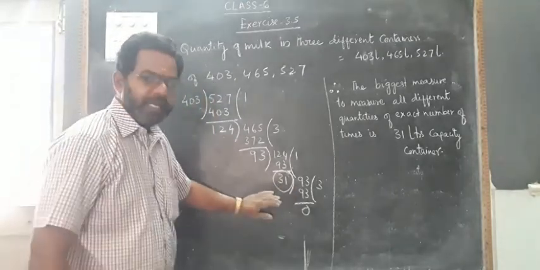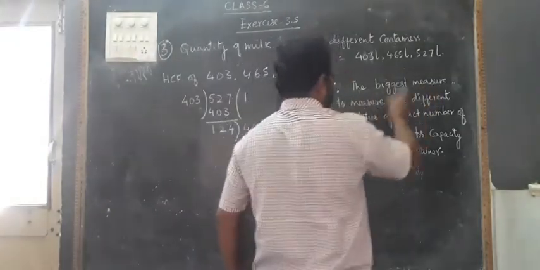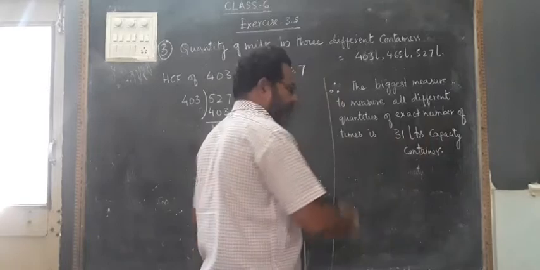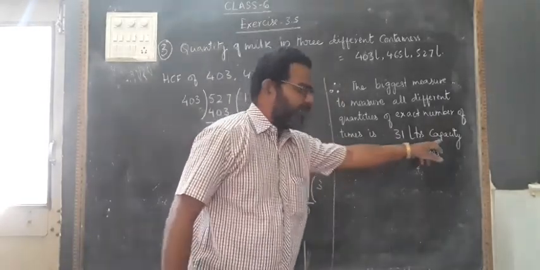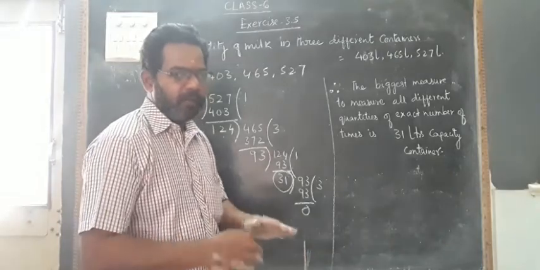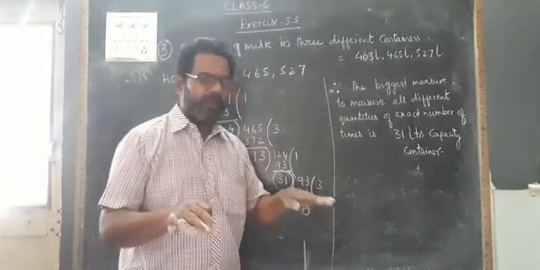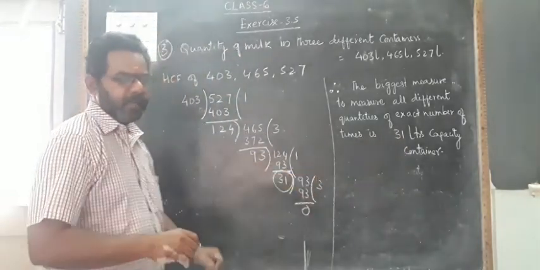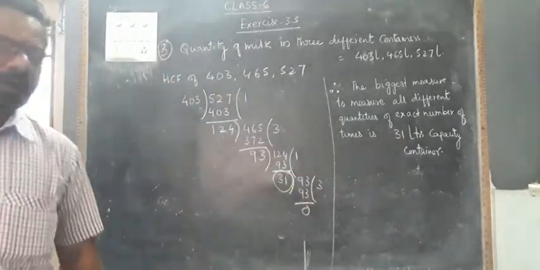This HCF indicates the biggest measure to measure all different quantities an exact number of times is a 31 liters capacity container. 31 liters. Okay, the highest value, a 31 capacity container will be required. Understand? Please pause the video and copy the sum.